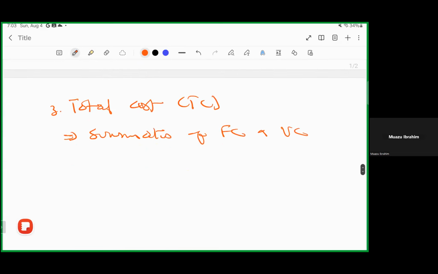And so the total cost is the summation of your fixed cost and your variable cost, which means we can write our total cost as fixed cost plus variable cost.